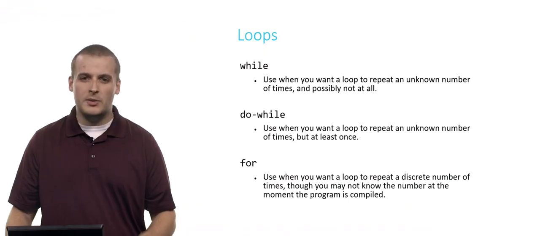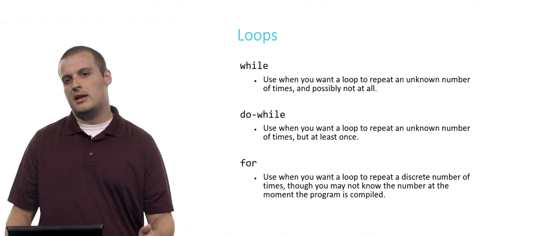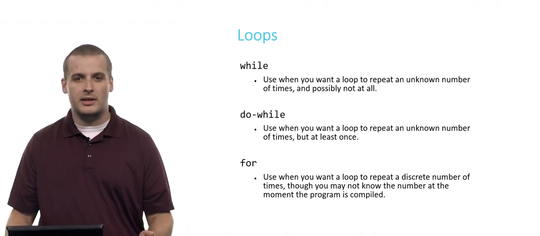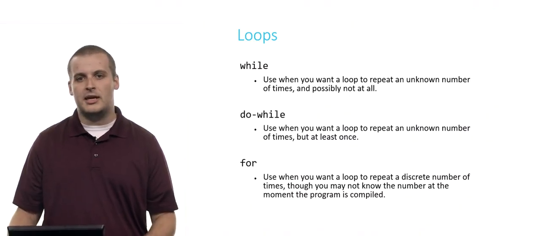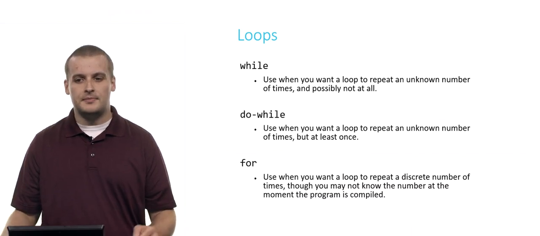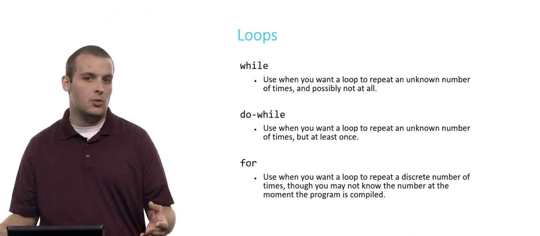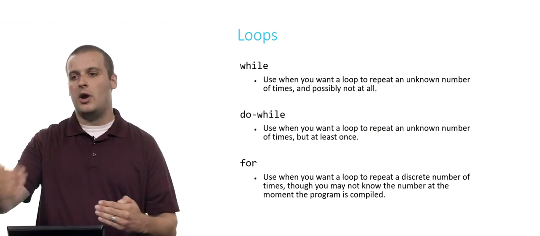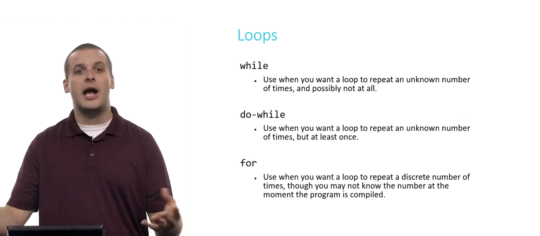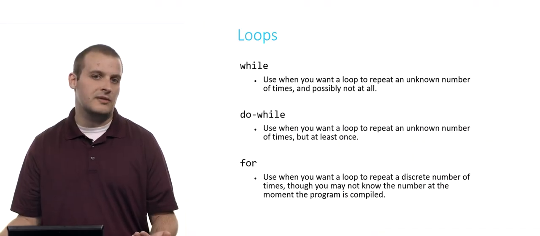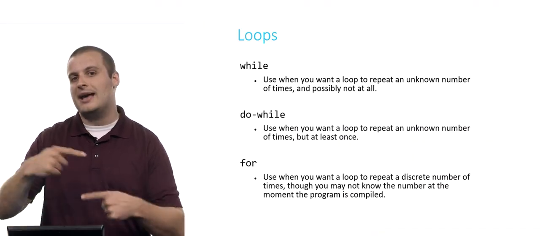For a do while loop, it's pretty similar. You want a loop to repeat an unknown number of times, but at least once. You might use this for a game too, but a really common use case is prompting the user for input. Generally, you might say something like, give me a positive integer. And you might put that inside of a do while loop. So it'll always ask them at least once for a positive integer. If they give you a positive integer, you might break out of the loop. The Boolean expression in the do while might be false, and you won't ask them again.